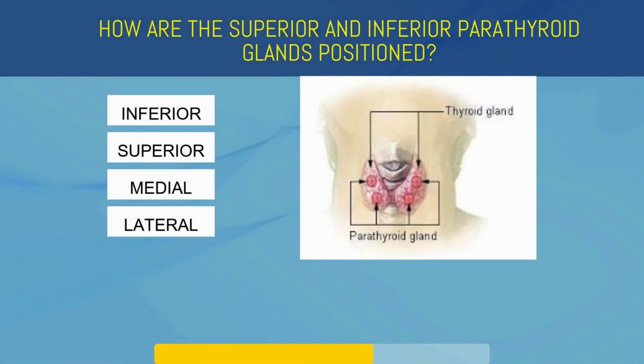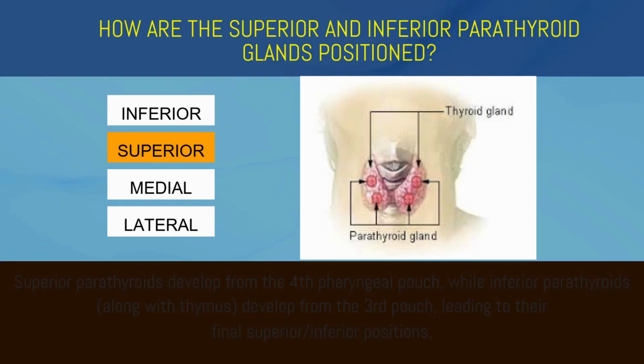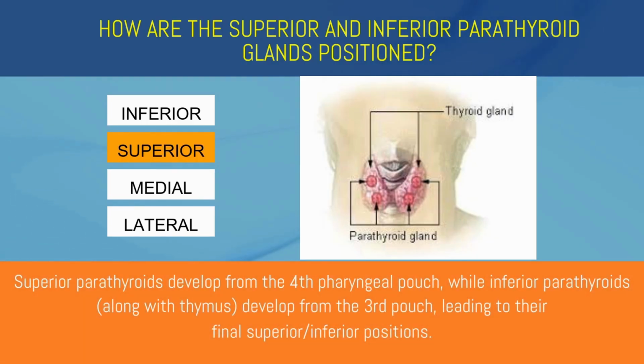How are the superior and inferior parathyroid glands positioned? Inferior, superior, medial, or lateral? Superior. Superior parathyroids develop from the 4th pharyngeal pouch, while inferior parathyroids develop from the 3rd pouch, leading to their final superior/inferior positions.